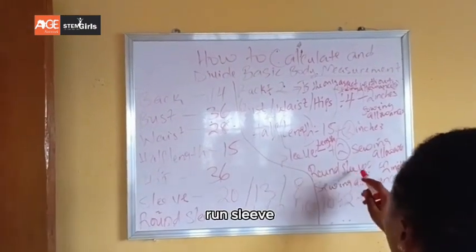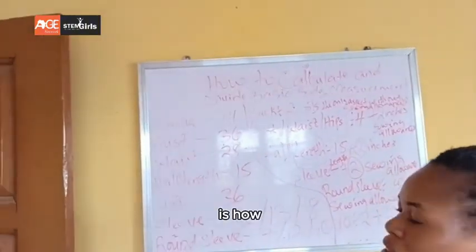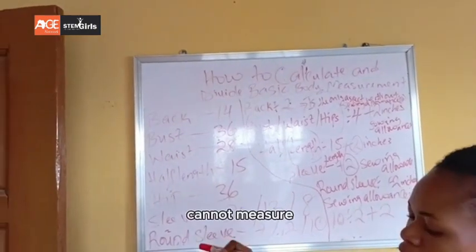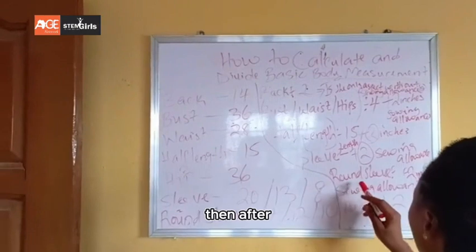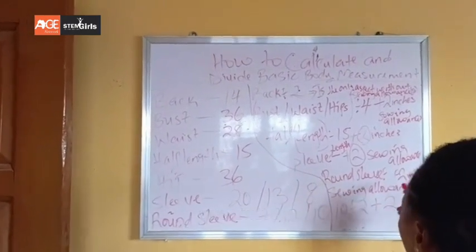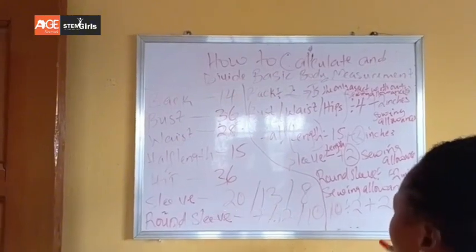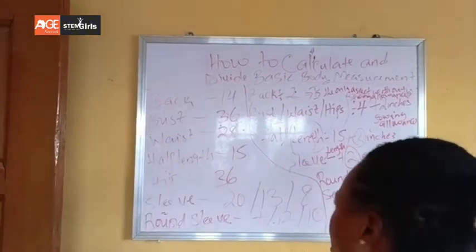Then your round sleeve as well, you only divide it by 2. The major reason why we divide our round sleeve by 2 is that we have 2 ends, and we cannot measure the 2 ends at a go. We can only measure 1 end. Then after measuring the hands, we divide it into 2 places. Then after dividing it, you add your 2 inches sewing allowance.